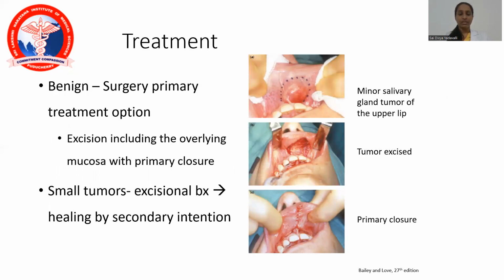Coming to the treatment, if benign, the treatment is mainly surgical, which includes en bloc excision, including the overlying mucosa, and primary closure. For small tumors, an excisional biopsy can be performed and the tumor bed can be left to heal by secondary intention. These images show the excision of a minor salivary gland tumor of the upper lip. Here is the raw area after excision, which is closed primarily.